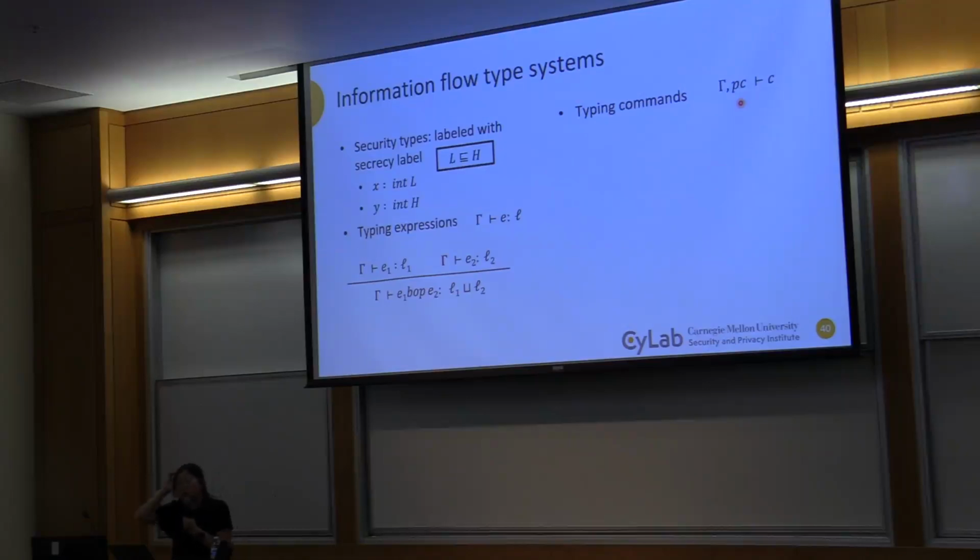So the idea is that when we stare at the while loop, we realize that if the command is executing under a branch that depends on secret, we have to treat the command differently. When you do typing, that means that when you type check a command, you need to know whether the command will be executed under a high or low context.